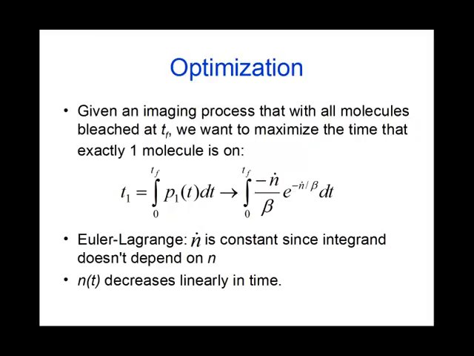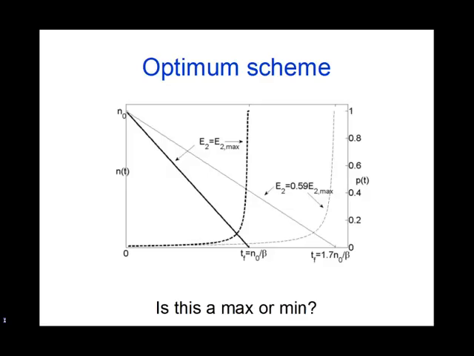And I've spent a lot of time teaching classical mechanics lately. The one thing you learn in classical mechanics is the Euler-Lagrange equations. So we have a Lagrangian problem here. This is our Lagrangian. And it only depends on the derivative of a function, not the function itself, which means that we have a conserved momentum here. And if we have a conserved momentum, that means that n dot is constant. So n of t decreases linearly in time.